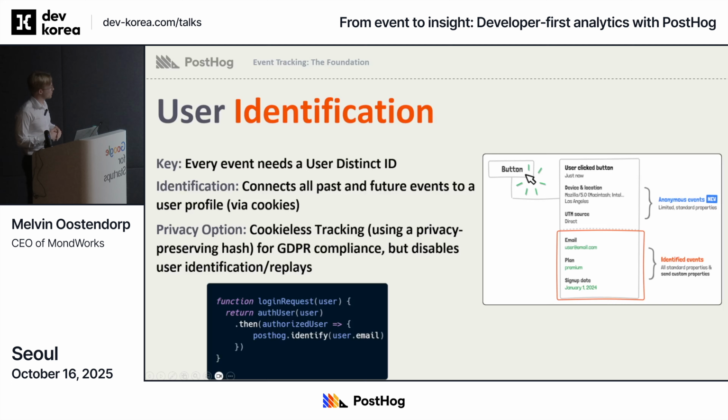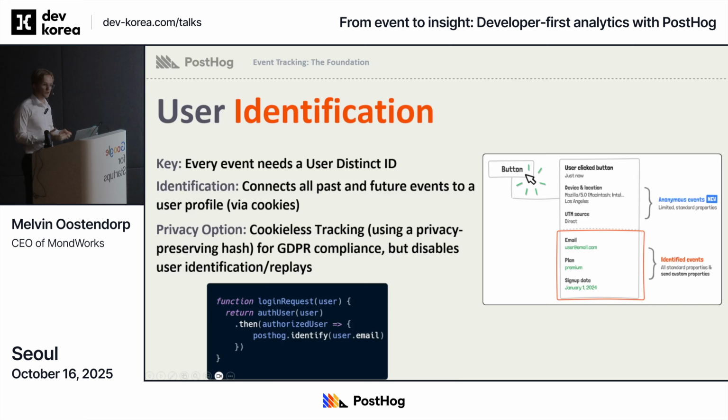In the code example, you can see after a login request, you can do posthog.identify and we can give it an email. Then that user is associated to that email. And on the right, you can see an example. If someone clicks on a button, you always had the anonymous event, like browser data. But we also get the user data now, like an email, the plan type, and a sign-up date. And once you identify a user in PostHog, it connects all past and future events to the user profile.